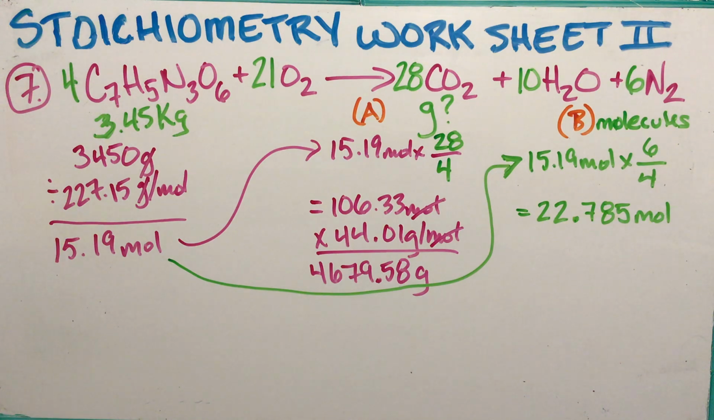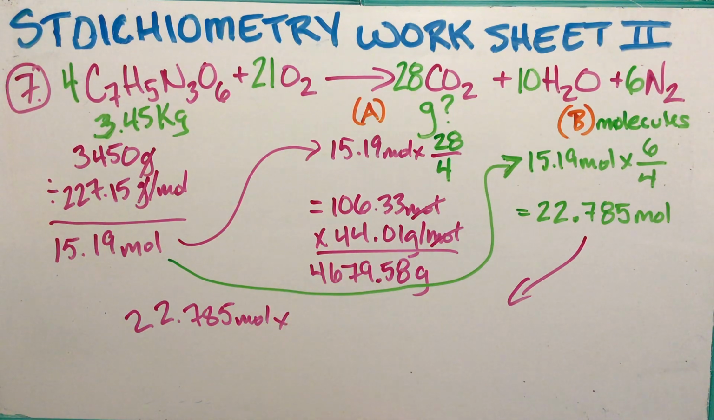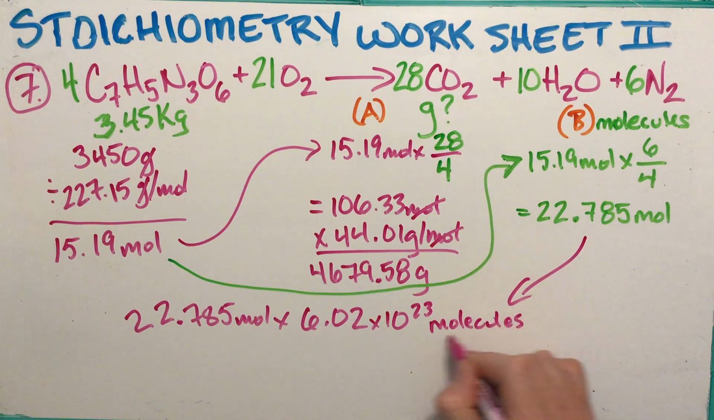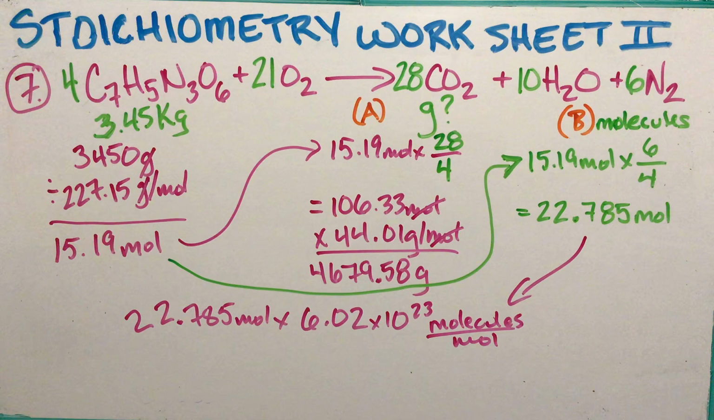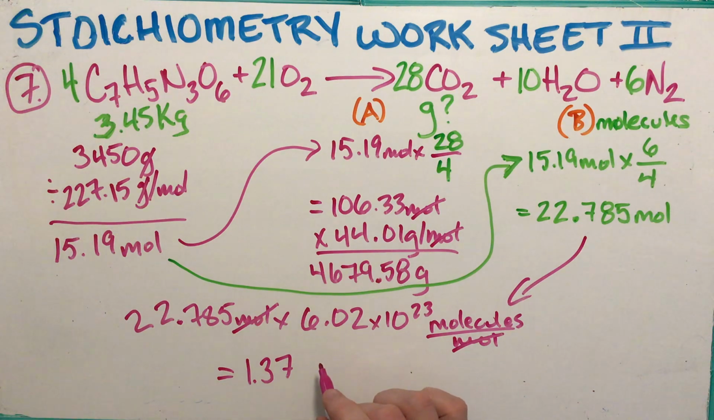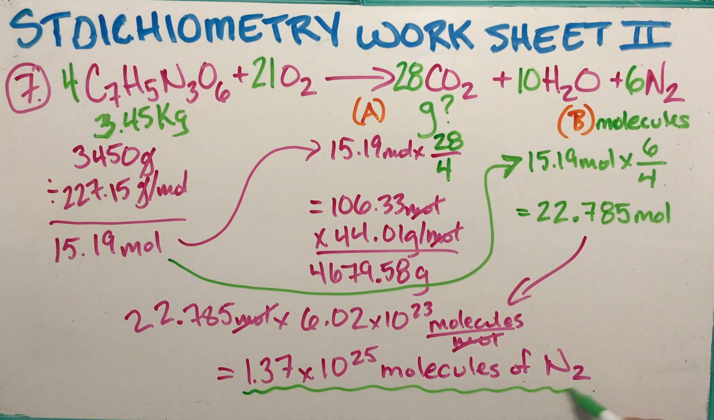So I'm going to move this down here a little bit. We're going to finish this one down here. And I'm going to take 22.785 moles and multiply it by what a mole is. And a mole is 602 hexillion, or 6.02 times 10 to the 23 molecules per mole. When I do that, moles on top and moles on bottom will cancel, and I'll end up with, using scientific notation, 1.37 times 10 to the 25th molecules of nitrogen gas. And that is my answer for B.